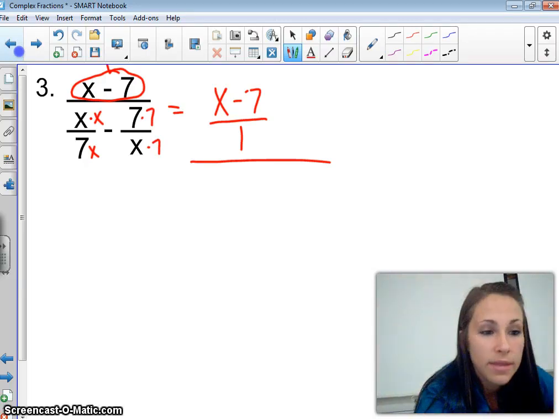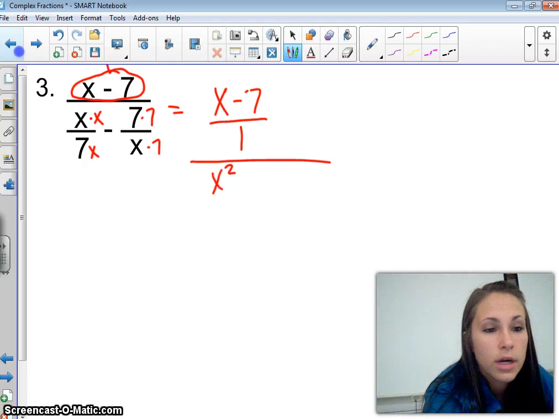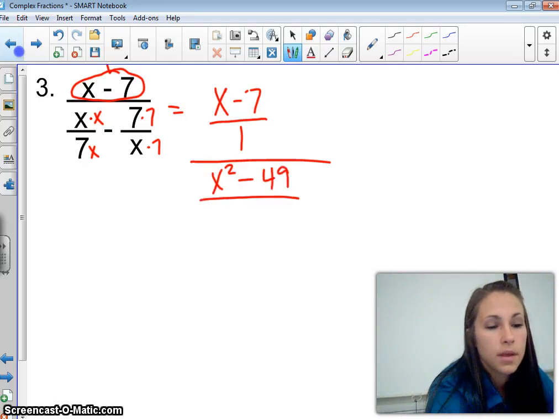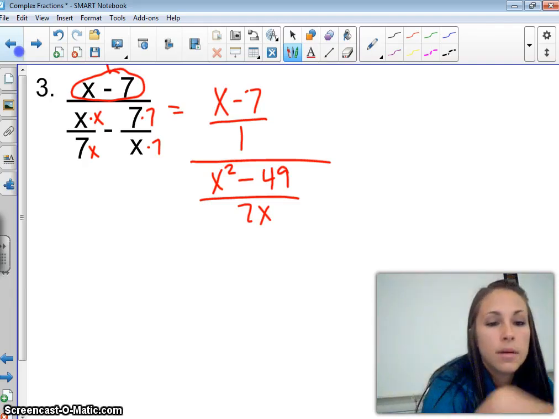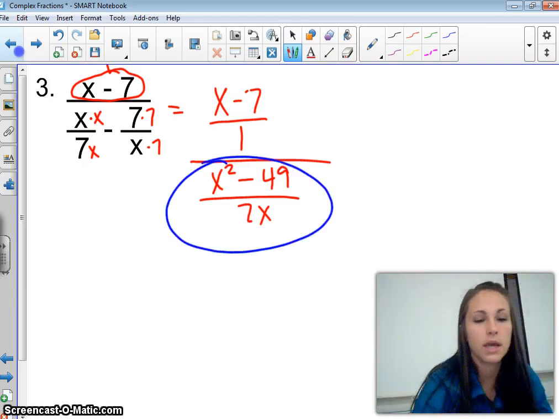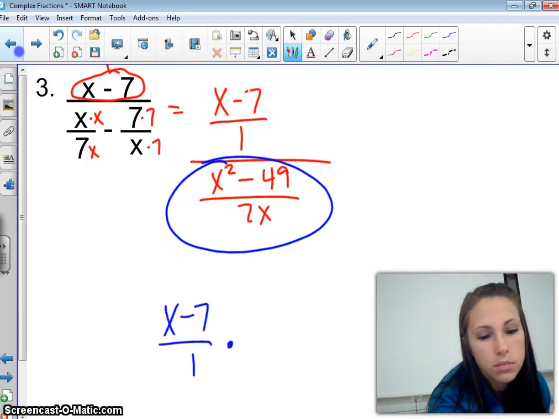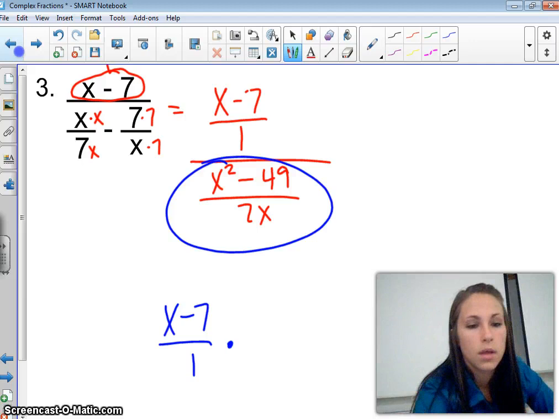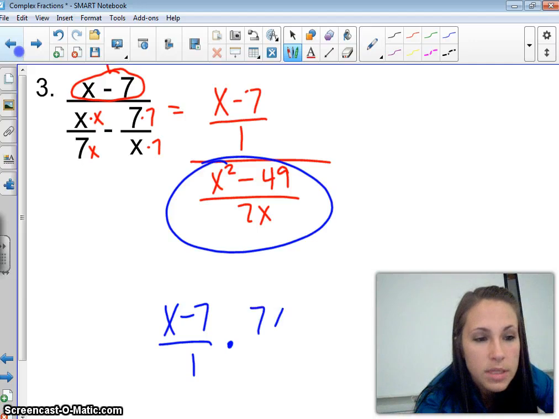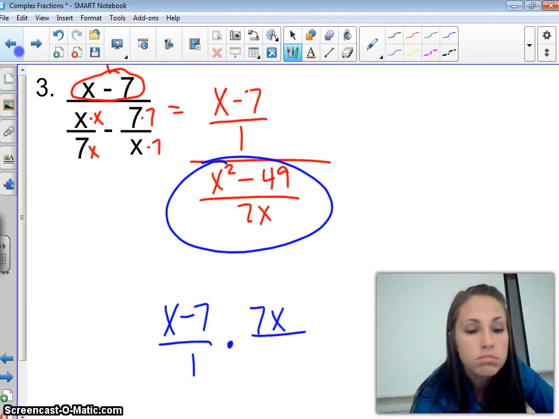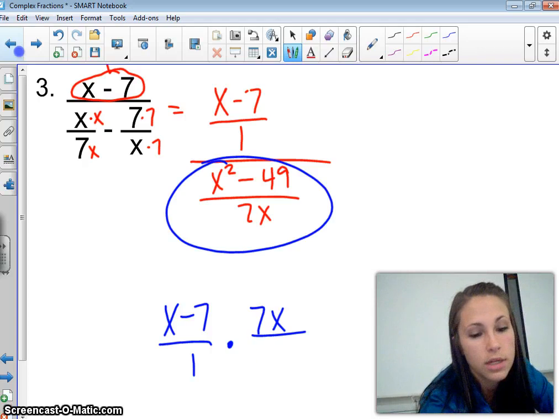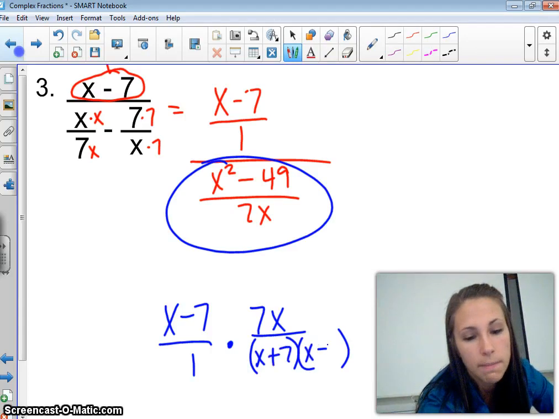So when I multiply this, x times x is going to give me x squared minus 7 times 7 is 49 over my common denominator, which is 7x. Now, bottom fraction, I'm going to take this and flip it. So this is going to give me x minus 7 over 1 times 7x on top over x squared minus 49, which is a difference of squares. So this is x plus 7, x minus 7.